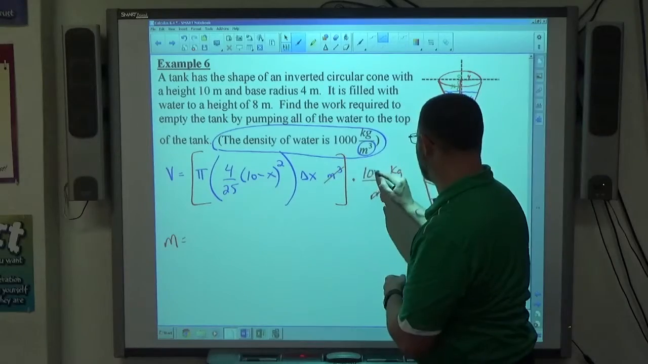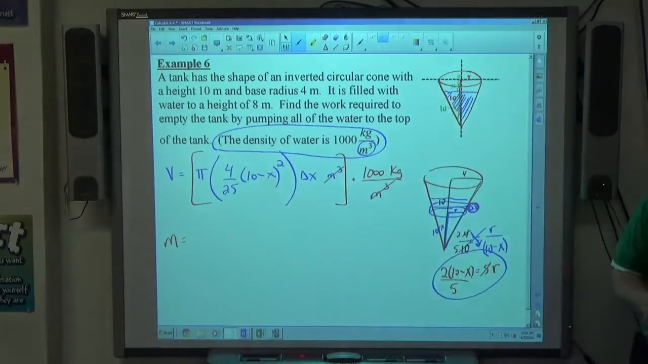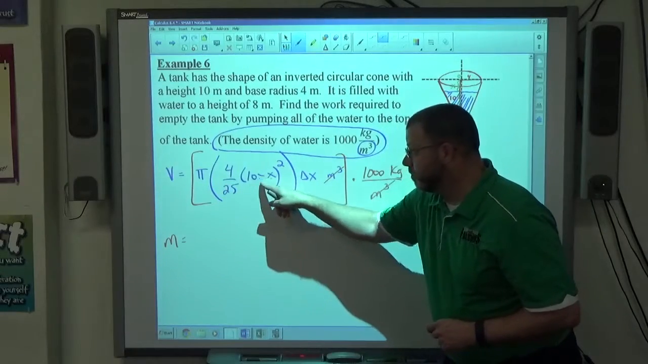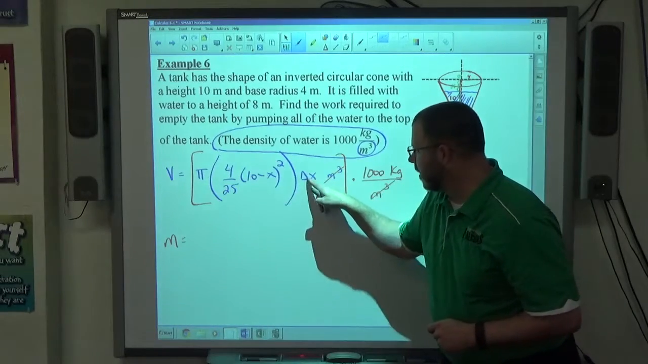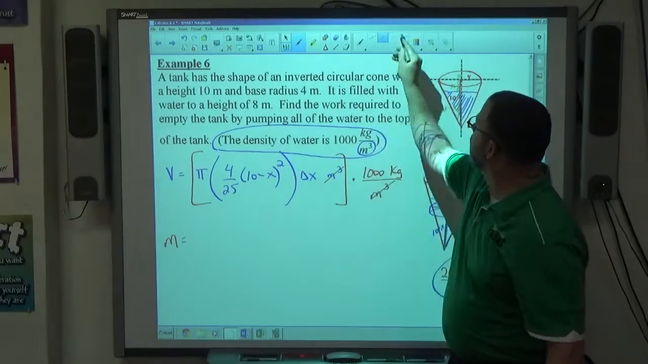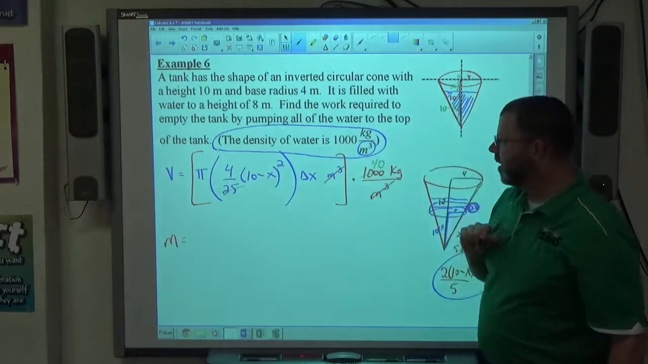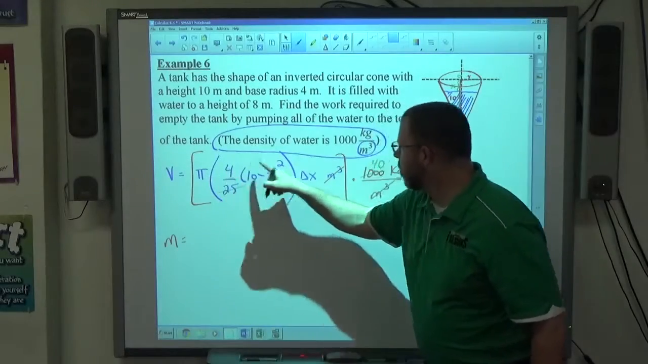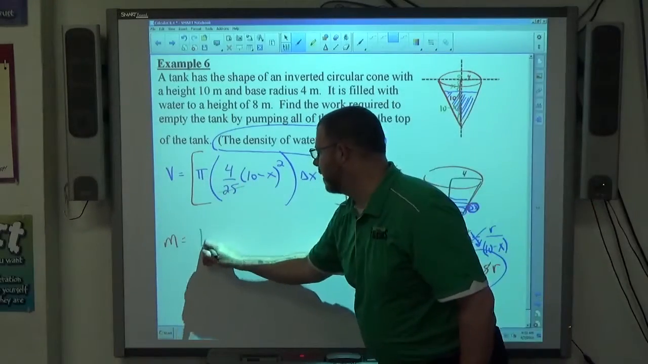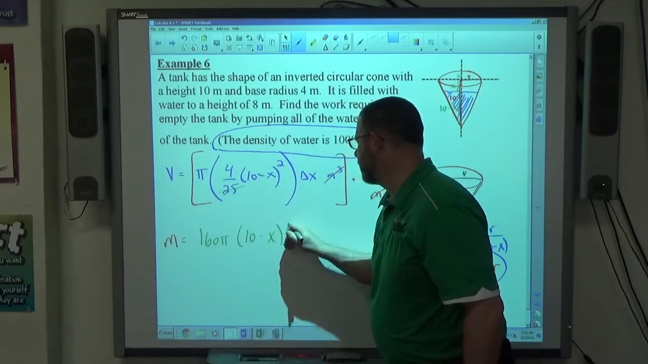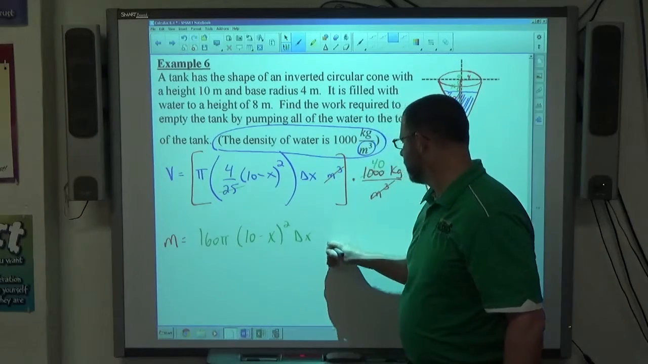Challenging as promised, right? All right, so single object, binomial squared, leave it by itself, delta x single object, 1,000 single object. So this 25 goes into this 1,000 40 times. Pi times 4 times 40 makes 160 pi times 10 minus x, the quantity squared, delta x, kilograms.